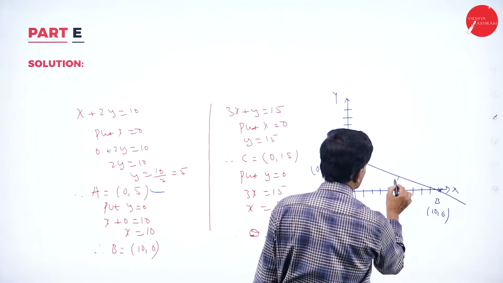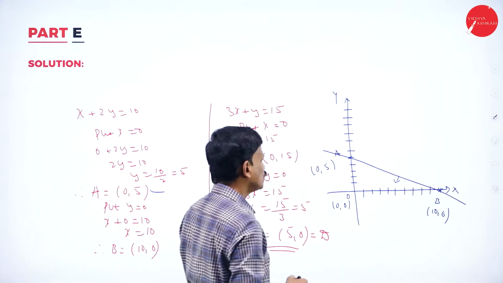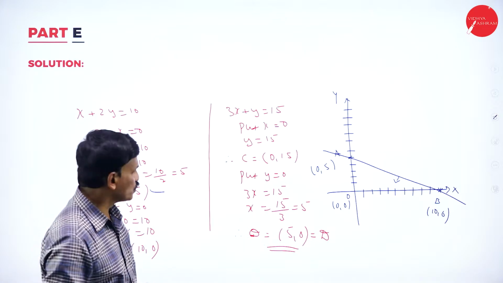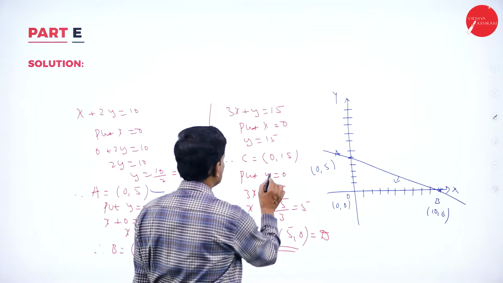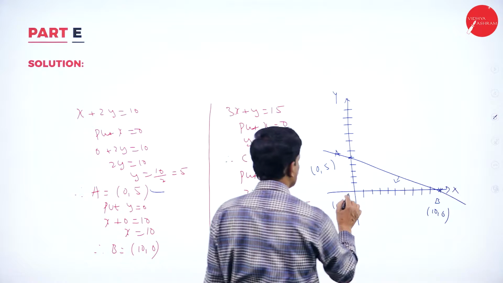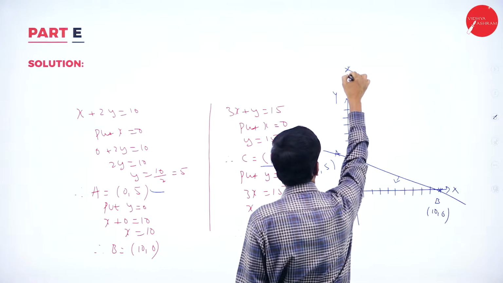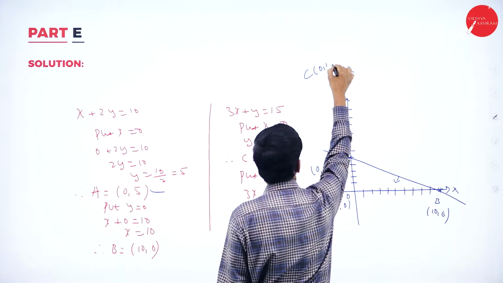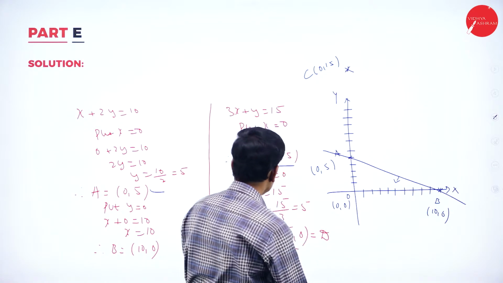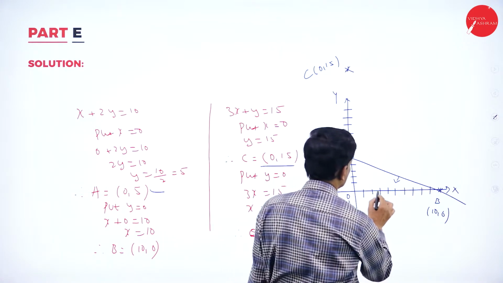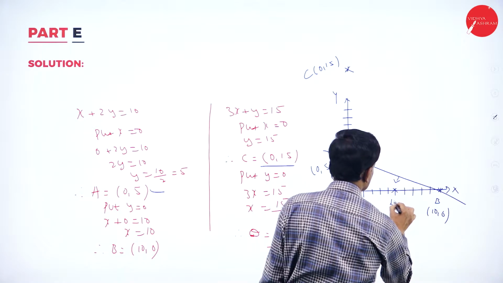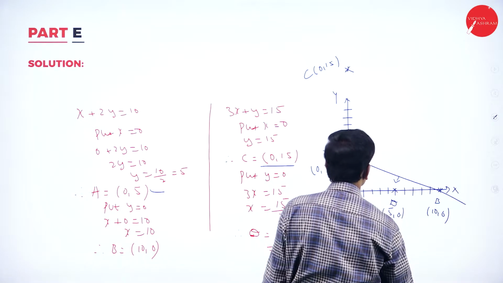So this is less than or equal to, so the feasible region is towards the origin. Now similarly for the second equation, C is equal to 0 comma 15. X is 0, y is 15. Somewhere you will get a point like this. And D, 5 comma 0. 1, 2, 3, 4, 5. This is the point 5 comma 0.